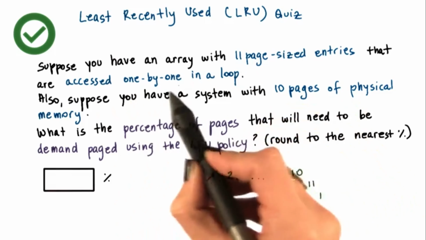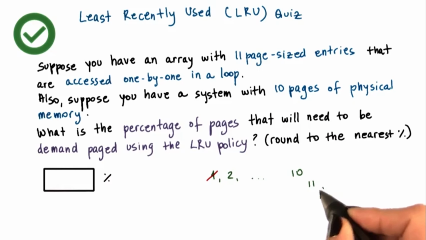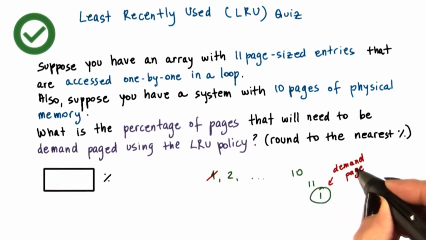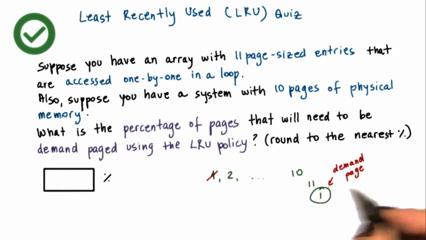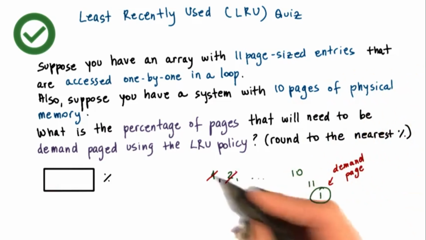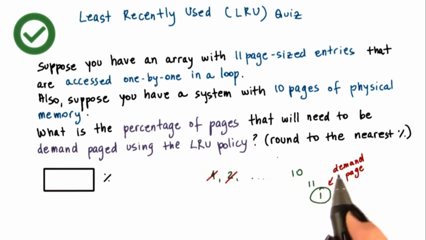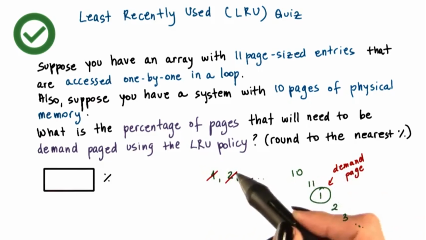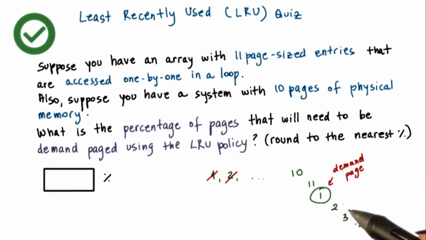given that the pages are accessed one by one in a loop, that exact same page, page 1, is the very next page that's needed. We will have to demand page that in, and given that our physical memory has 10 pages, we need to pick another page to swap out, to replace, and that's going to be page 2, given that that's the least recently used page right now. And guess what? The next page that will be needed will be exactly page 2 that we just swapped out.